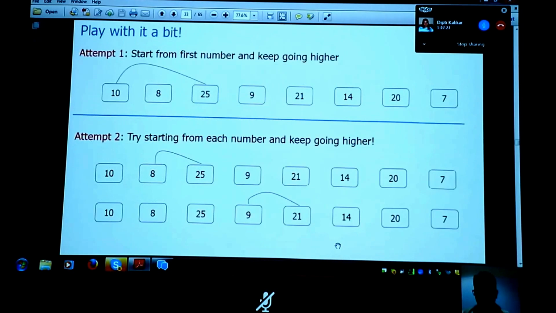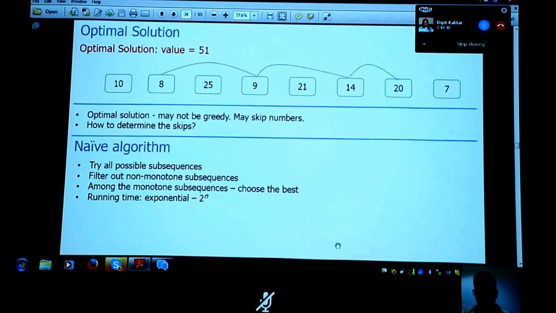So that's the thing, this is what I was explaining. You have to skip properly to get this. Now, how do I determine the skips? So you can use the naive algorithm, which is to try all possible subsequences. Take every possible subsequence, check whether it's monotone or not, and among those monotone sequences, choose the best. This is roughly an exponential time algorithm. It will roughly take 2 to the n.